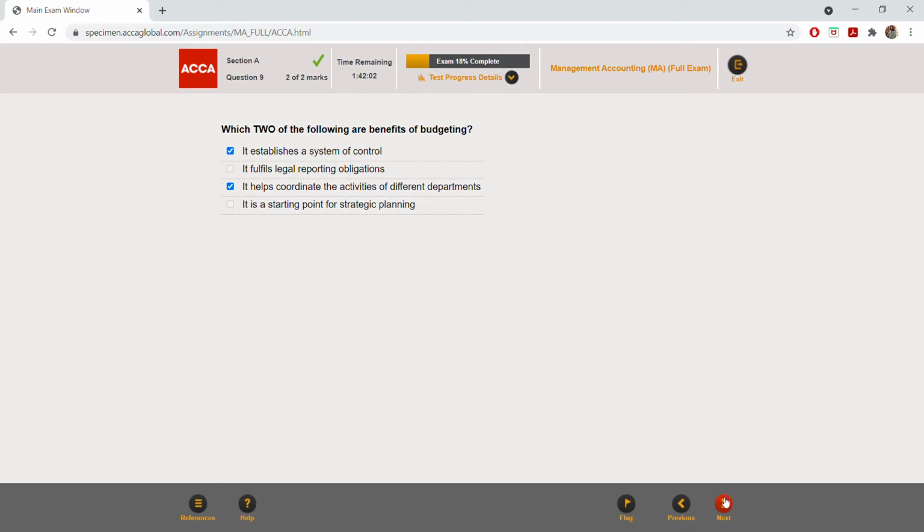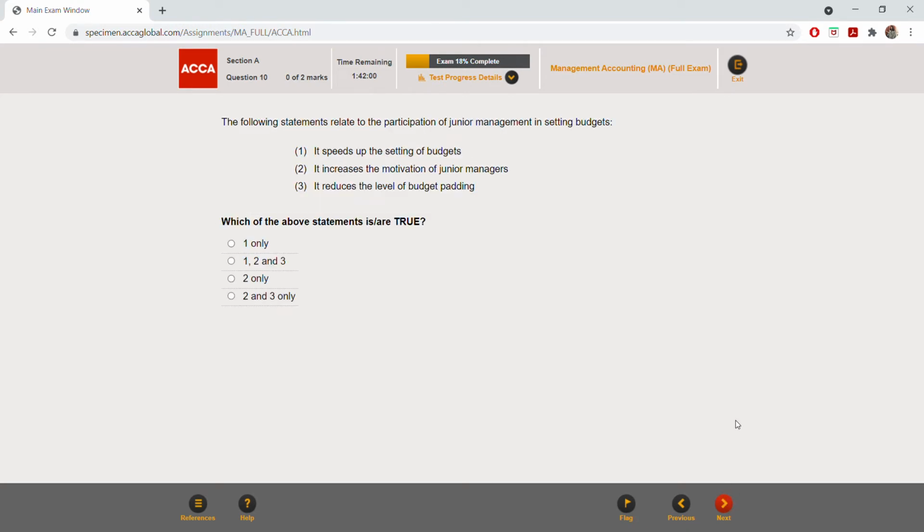Okay, next. For such questions where you have to select which statement is true, whether it's the first, or all, or none, you have to be very careful, because sometimes you might miss out the other points. Maybe the first one looks true and you don't read on. The following statements relate to the participation of junior management in setting budgets. You see how many times budget has been asked. Which of the following statements is true?